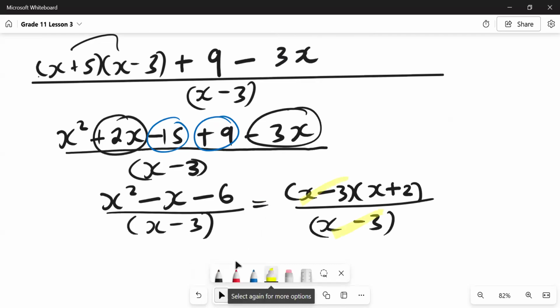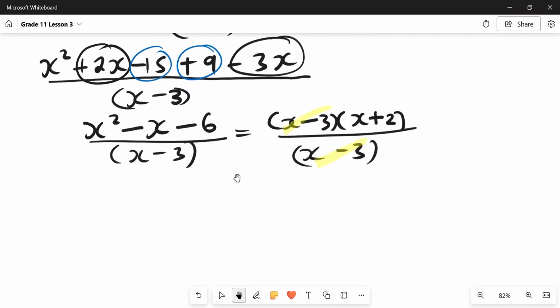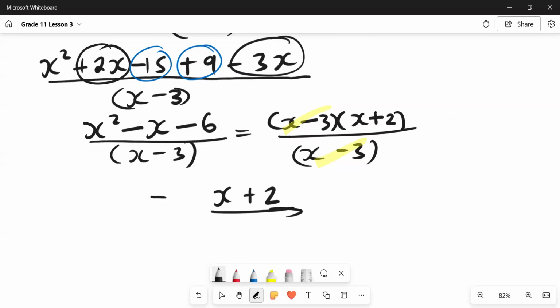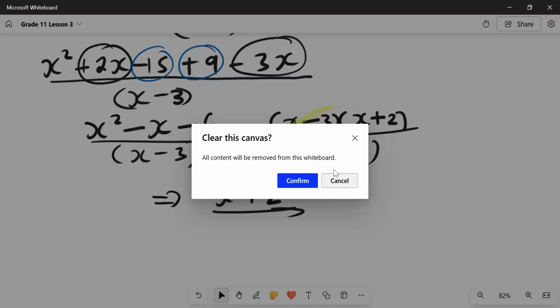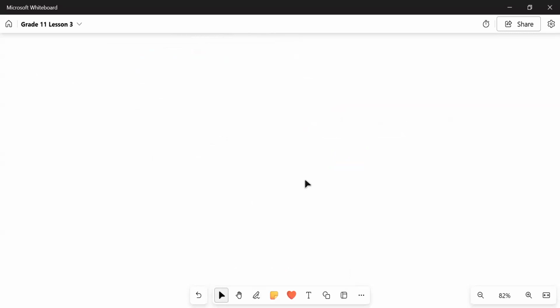We have a numerator which is the same as a denominator, which means we cancel those two. Now you're left with your x plus 2. Simple as that. I hope we've understood. And then we move to what we call quadratic equations. Let's move to quadratic equations. For now, we're done with fractions. So quadratic equations.